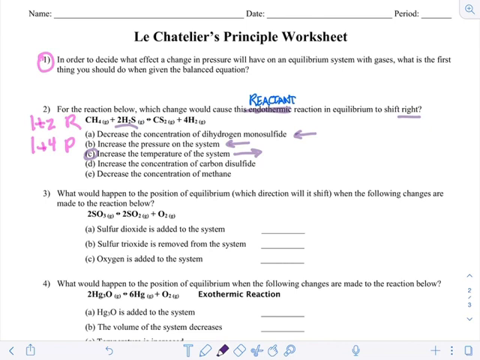Now they say increase the concentration of carbon disulfide. That is just like adding more product. And when you add more product, that's going to shift it to the left, which is what we don't want. So D would not be correct. And then lastly, they say decrease the concentration of methane. So decreasing the concentration of methane is just like removing a reactant, and it's going to shift to the left. So for number 2, the only correct answer would be C.